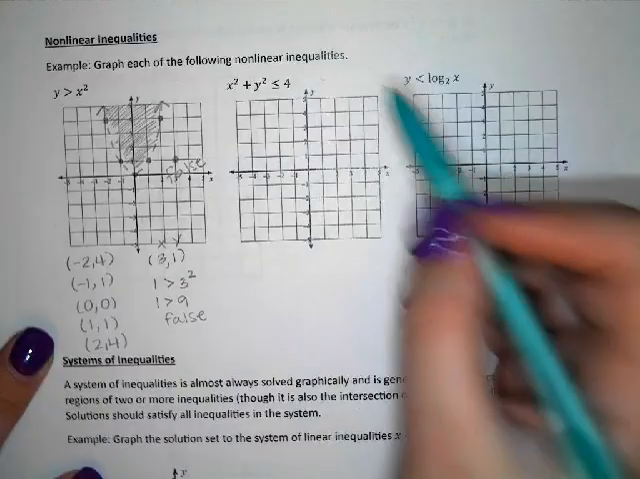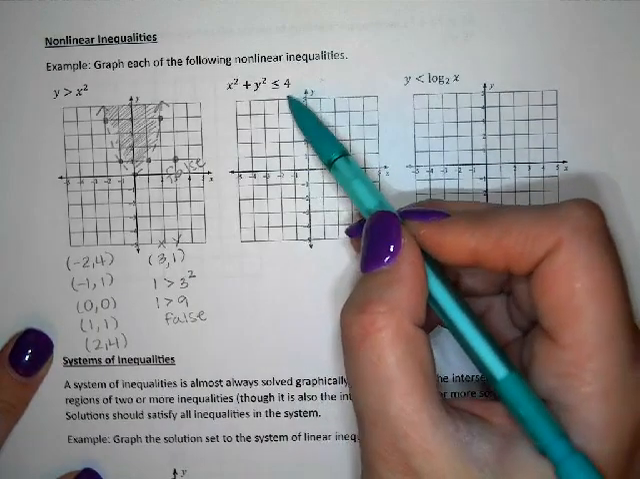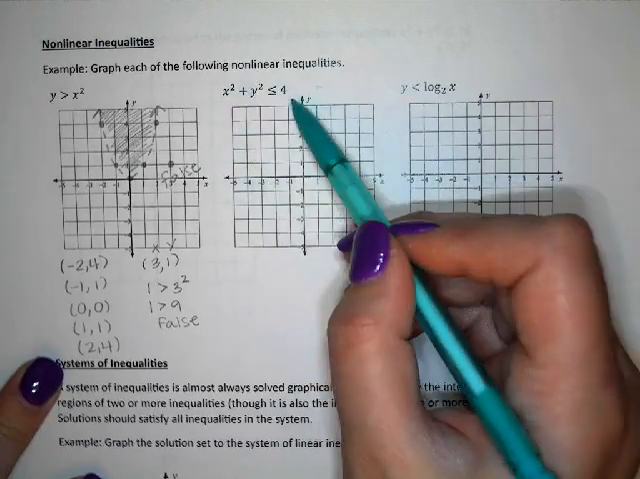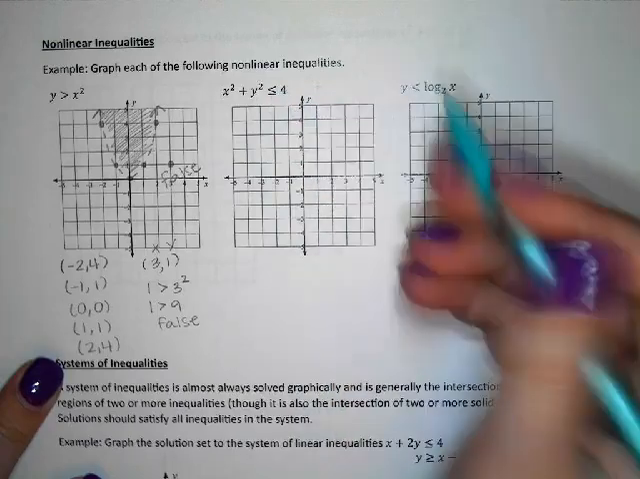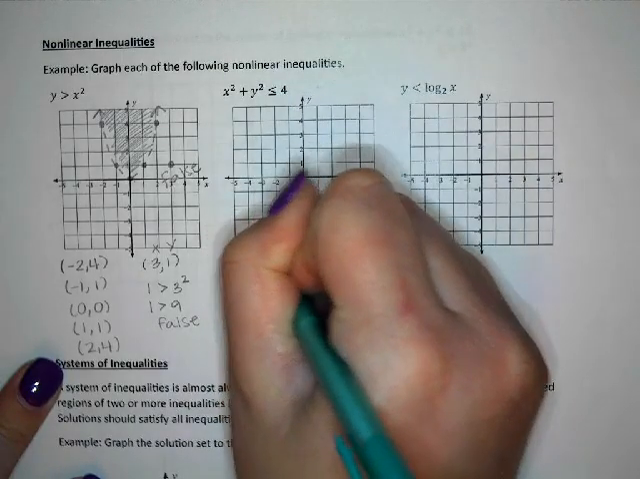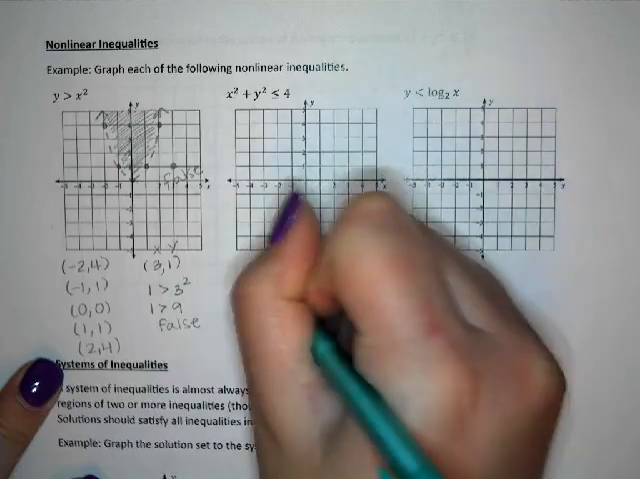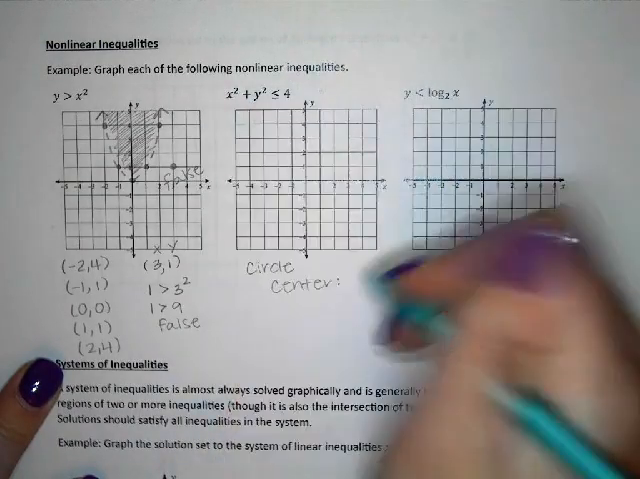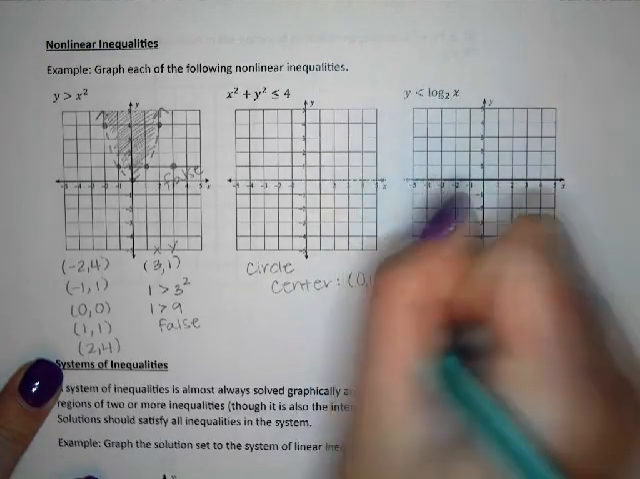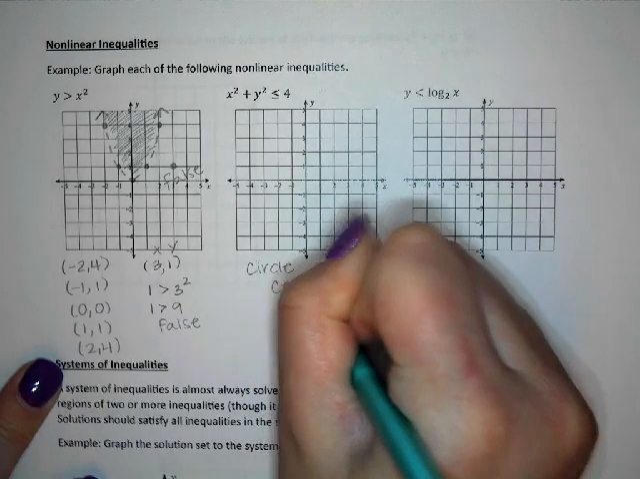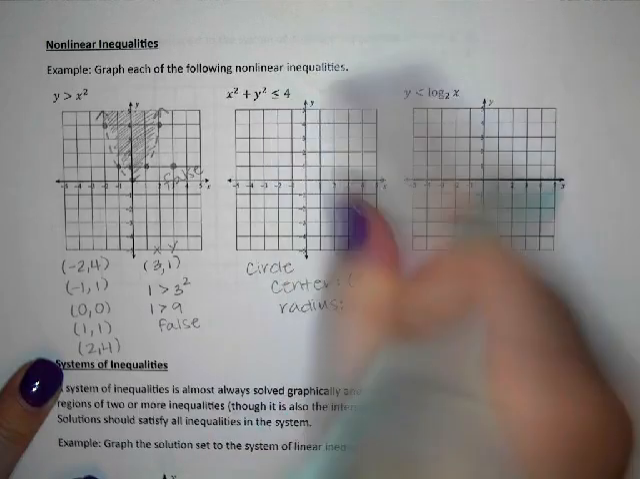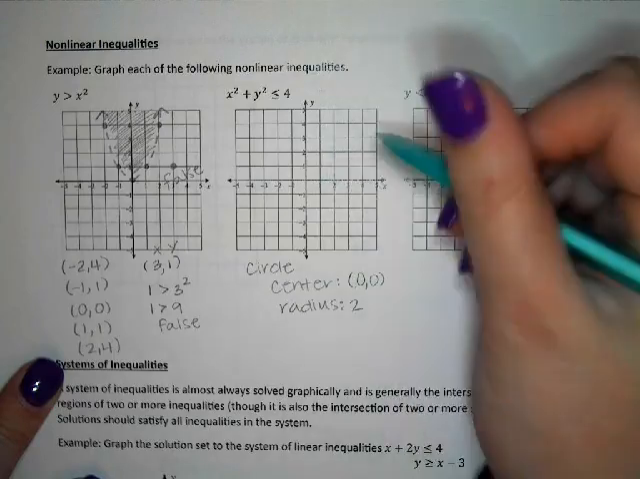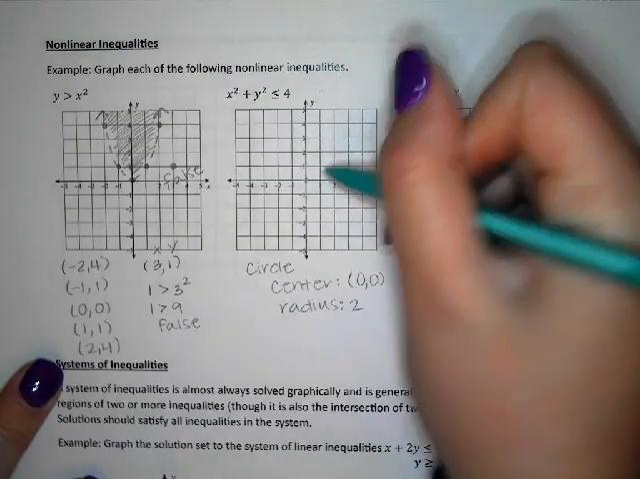We're reaching back pretty far. I think this was in our first chapter where we went over this. So this equation right here is the equation of a circle. The center of the circle, because it just says x squared and y squared, the center of the circle is 0, 0. And then the radius of the circle is the square root of the number on the end. So the radius of the circle is 2. So here's the center, radius of 2.